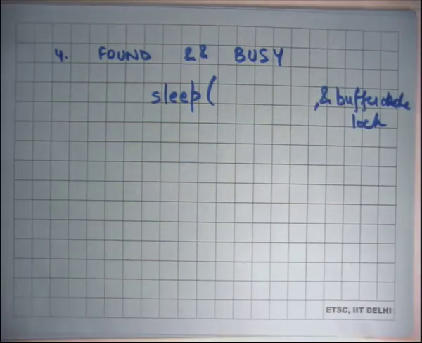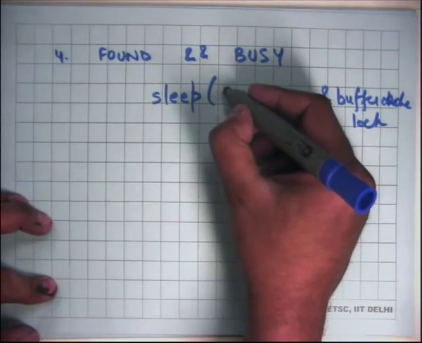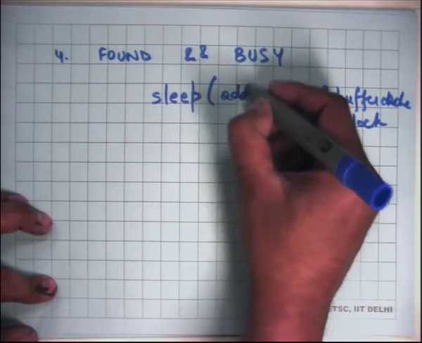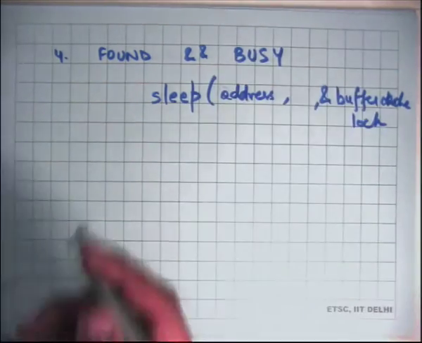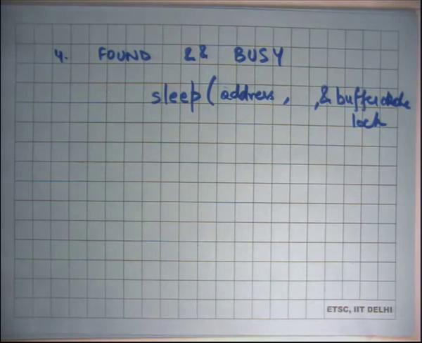What's the first argument of sleep? You just need to provide some channel on which you're going to sleep. So let's say the sleep is on the buffer address. Some channel which makes sense. In this case, you're basically saying I want to wait for this block to get freed. So let's just wait on the channel which is the address of this block, let's say the disk block address of this block.